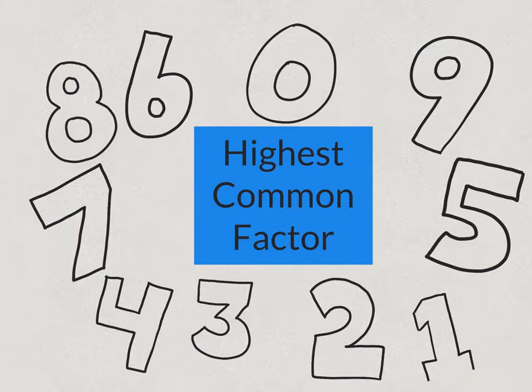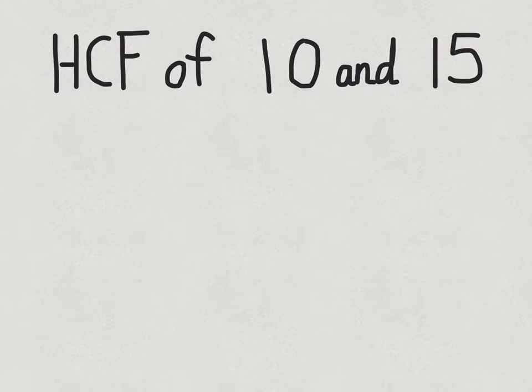Right, so let's look at how we can figure out the highest common factor. We can look at the highest common factor when we're looking at two different numbers, sometimes 3, sometimes 4. But to start off with, let's look at the highest common factor of 10 and 15. First things first, let's list the factors of 10.